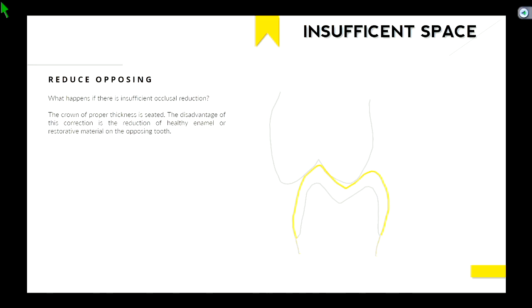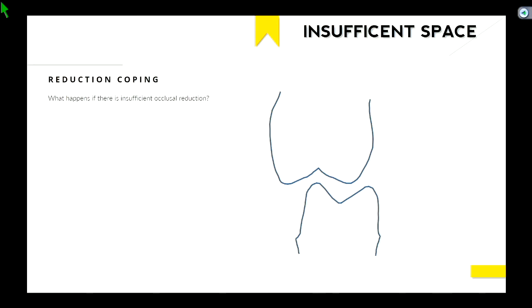But what's the downside of doing that? Well, you have to inform the patient, hey, I got to grind on your upper tooth. I have to remove a little bit of enamel. So what you want to do is let the patient know that beforehand, so they at least think you know what you're doing, instead of, oh, you screwed up and you have to keep grinding, okay? So that's reducing the opposing. Another option is what we call a reduction coping.